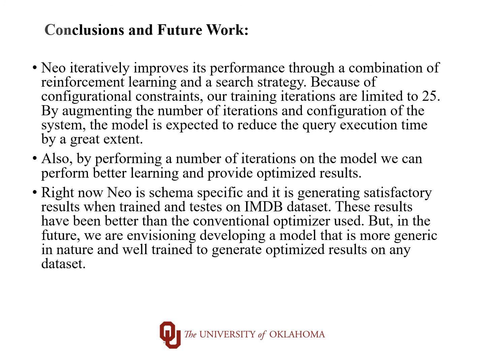So from the results you can see that Neo iteratively improves its performance through reinforcement learning and search strategy. But because of configurational constraints, we could only limit our training iterations to 25. So we assume that increasing the training iterations will lead to better learning and provide more optimized results. Right now, Neo is also schema specific and it is generating good results when trained on the IMDb dataset. But in future, we think that a more generic model can be developed using Neo as a base so that we can get good results on any dataset.